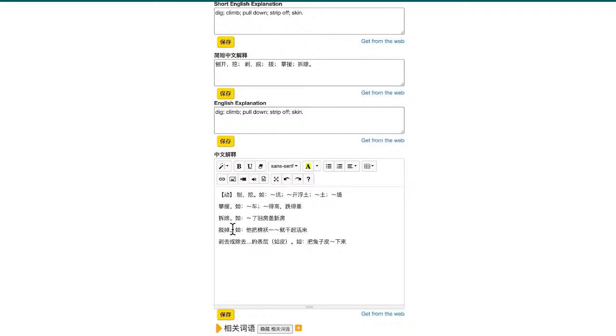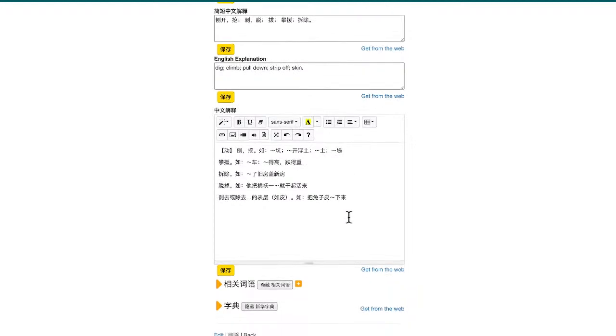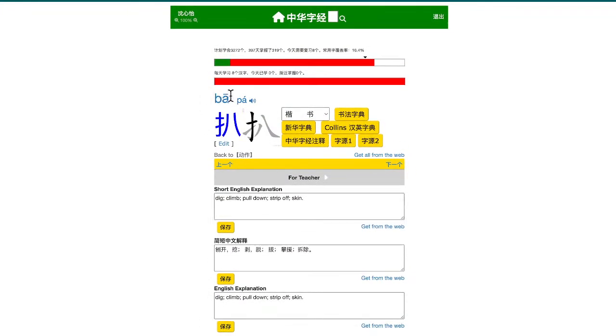扒车, for example, is you climb up the car. And 扒了旧房盖新房, 扒了旧房 means demolition: demolish the old house and build a new one. And 他把棉袄一扒就干起活来 means he takes off his winter coat and starts to work. And 把兔子皮扒下来 means skin the rabbit to prepare for food. So this is 扒.